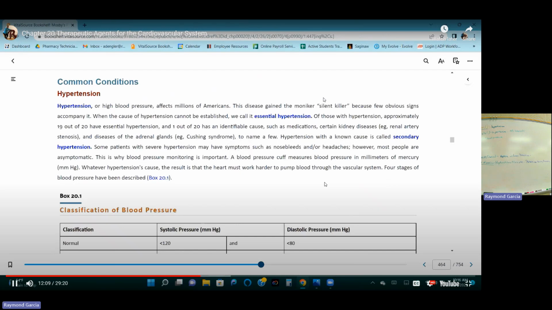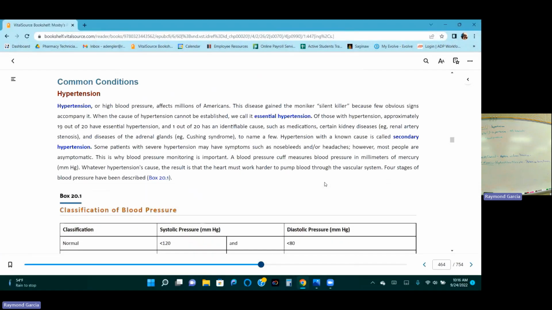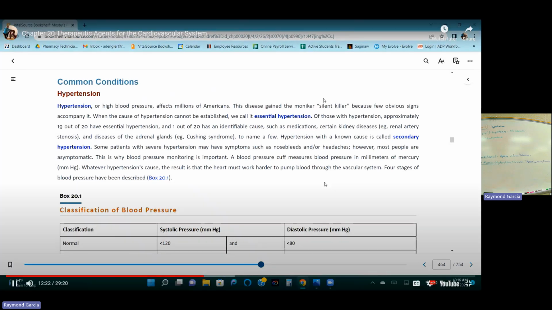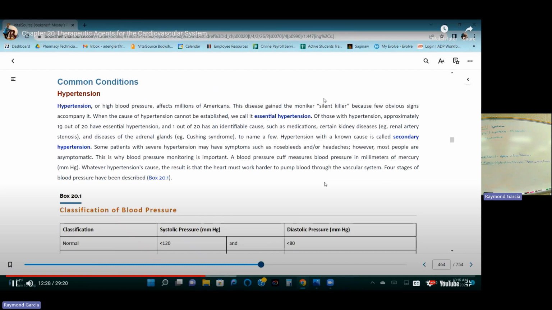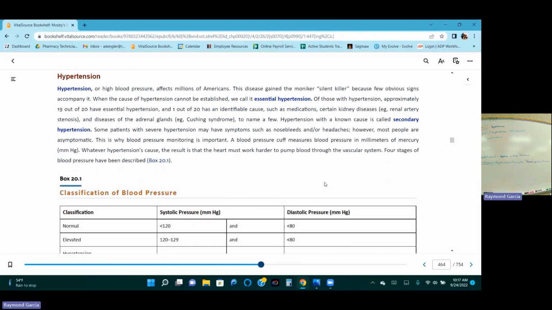Hypertension or high blood pressure affects millions of Americans. The disease gained the moniker silent killer because few obvious signs accompany it. When the cause of hypertension cannot be established, we call it essential hypertension. Hypertension with a known cause is called secondary hypertension. Some patients with severe hypertension may have symptoms such as nosebleeds and or headaches. However, most people are asymptomatic.